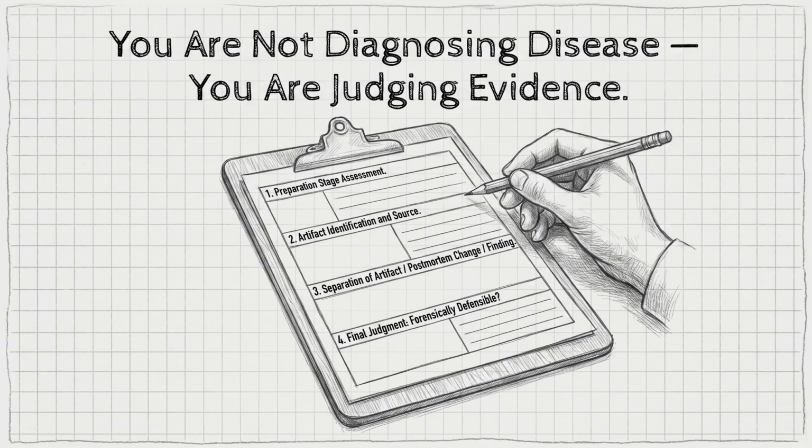Building on the idea of defensibility, remember this. You are not diagnosing disease in the traditional clinical sense. You are judging evidence. Your role is to present the tissue in a way that allows the pathologist to judge the evidence accurately. This means your focus isn't on finding a cure or treatment. It's about presenting the clearest, most accurate representation of the tissue's state. If there's a technical issue, you're not just fixing a mistake, you're ensuring the integrity of the evidence. This shift in mindset is crucial for forensic work, and it all hinges on your foundational skills.